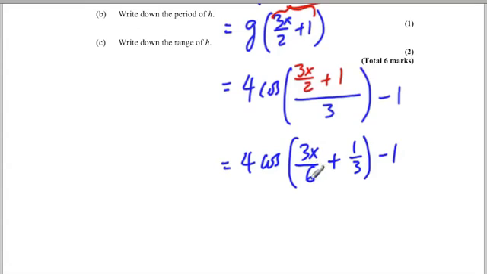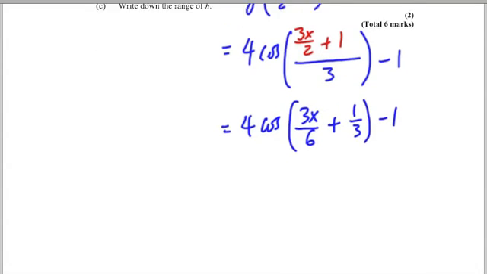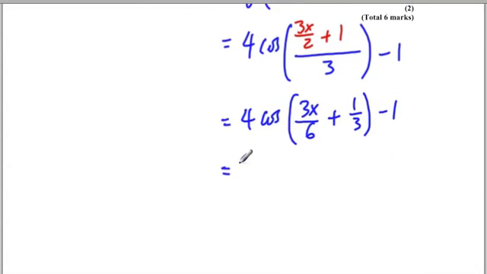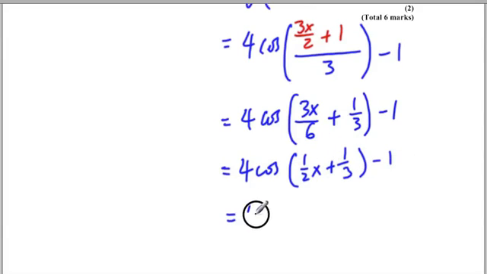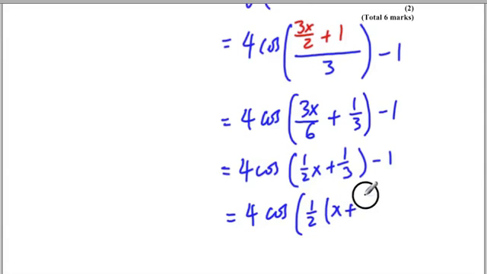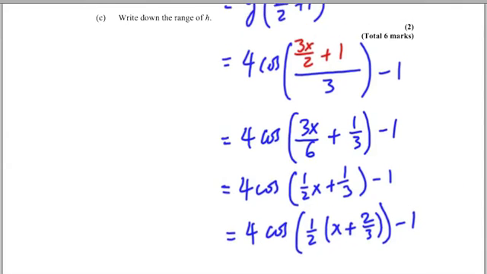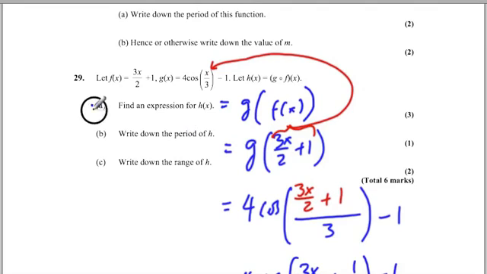Now if you notice, 3 over 6 is just really half. So another way of writing this is simply 4 cos of half x plus 1/3, minus 1. And I'm going to factor this out. So this is going to be 4 cos, half, and I'm going to factor out x plus 2/3, minus 1. All right? So there's our expression of h of x. So we're done with that.